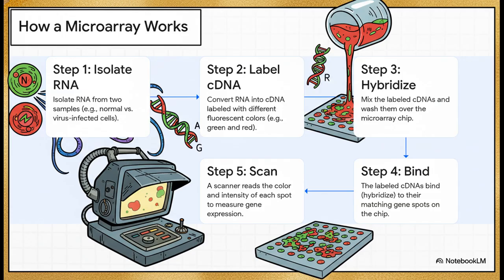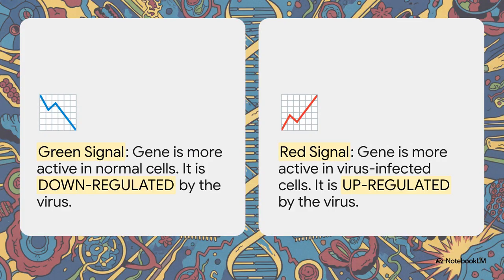You mix all that colorful cDNA together and just wash it right over the microarray chip. Now the cDNA from each sample will stick, or what we call hybridize, only to its matching gene on the chip. Finally, a scanner comes in and reads the colors. Simple as that.